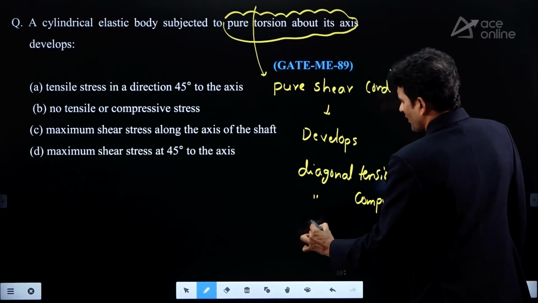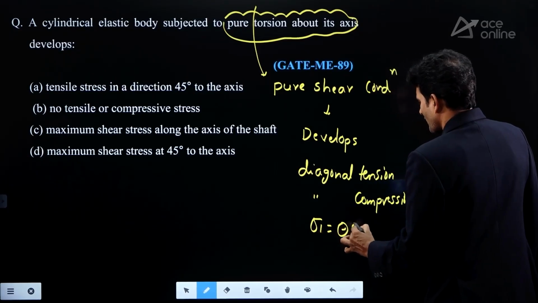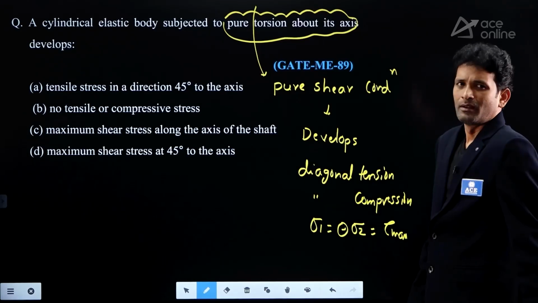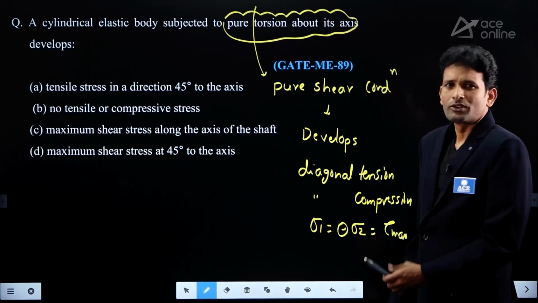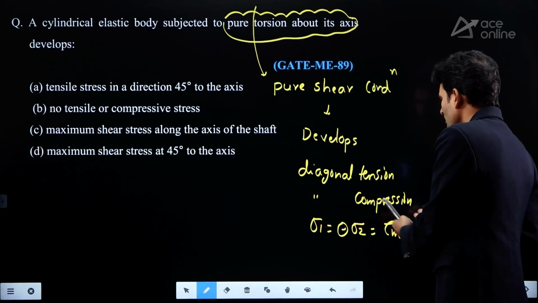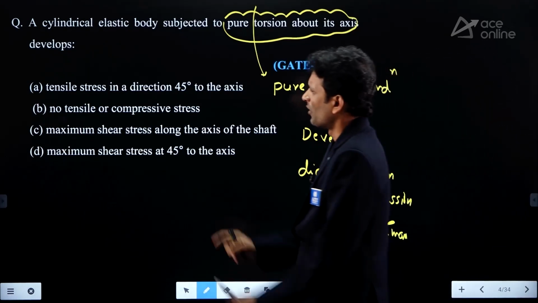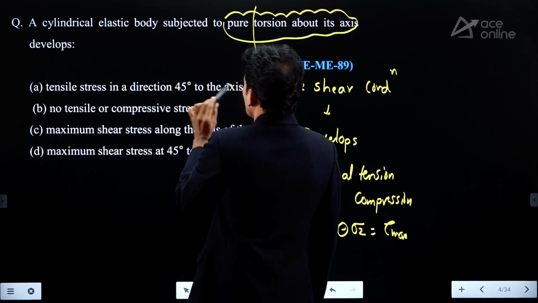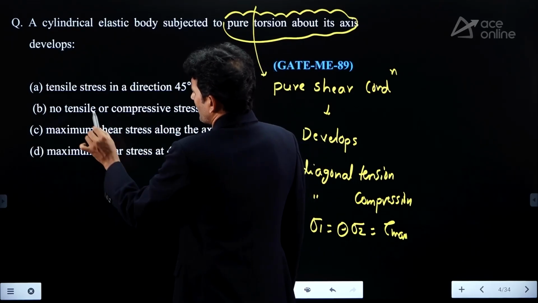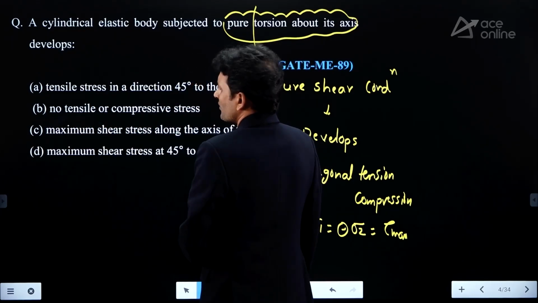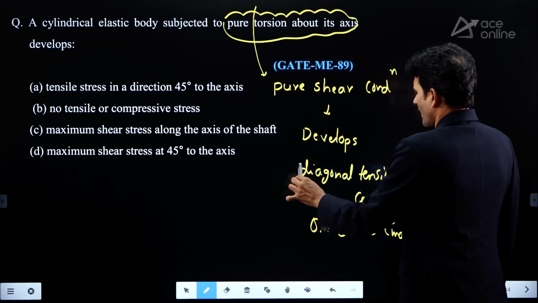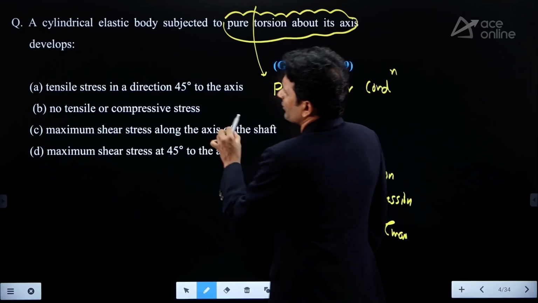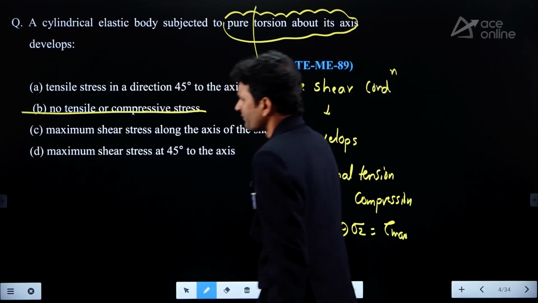In this case, sigma 1 equal to minus sigma 2 equal to tau max, we know that. Both the principal stresses are equal in magnitude and opposite in direction, and the magnitude should be equal to tau max for this condition. Now, here we have 4 options. Read the 4 options. Tensile stress in a direction of 45 degrees to the axis. Absolutely, that is correct. No tensile and compressive stress. Look here, this condition will develop diagonal tension and diagonal compression, so this option is ruled out.